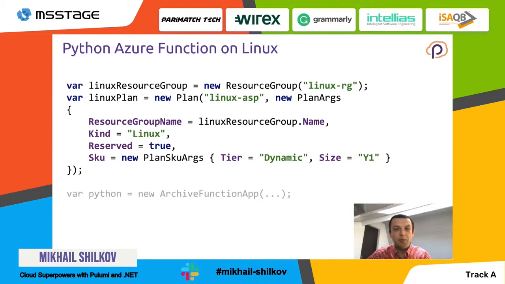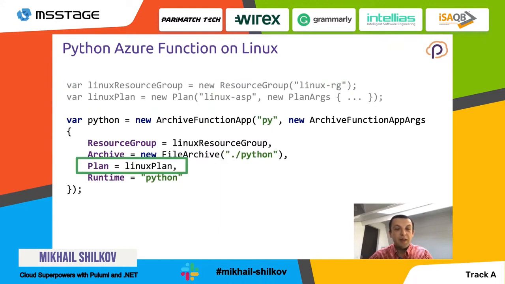Say I need to deploy Python Azure functions, which is also possible, but Python Azure functions only work on Linux app service plan or Linux consumption plan. So in this case, to use my component, I have to define a separate app service plan because the default one would deploy to Windows and Python wouldn't work. So I define a new app service plan called kind Linux reserved true. Tier is dynamic, Y1, configure all the values properly, and then I can pass this extra parameter called plan and use my Linux plan as the value for that parameter.